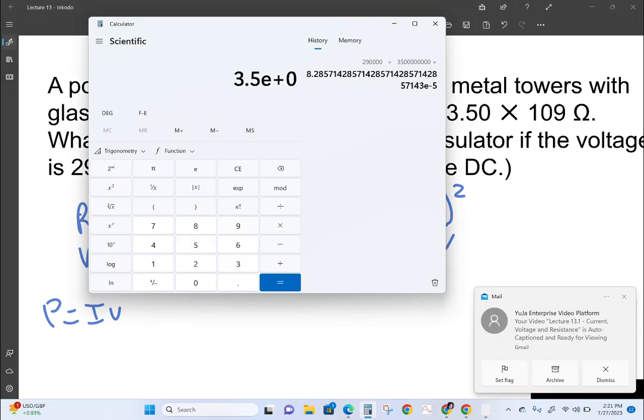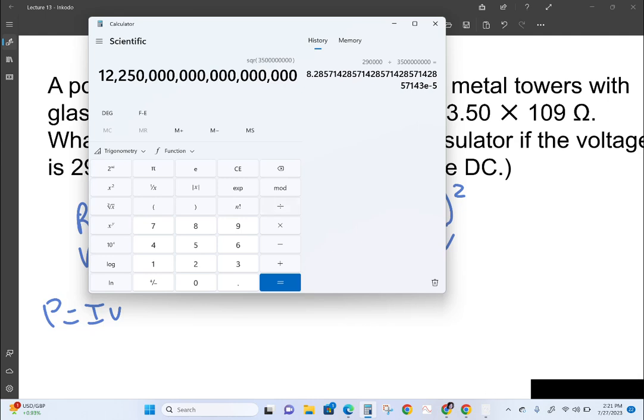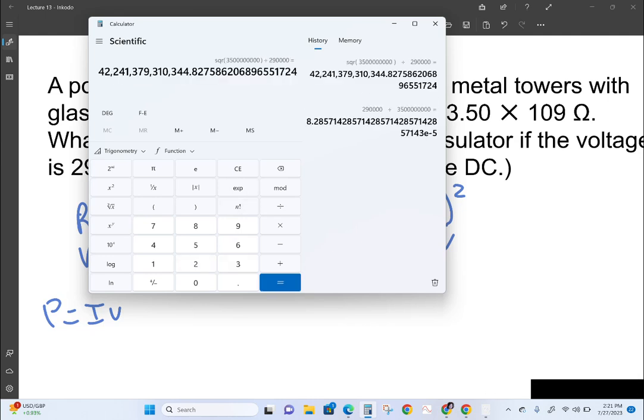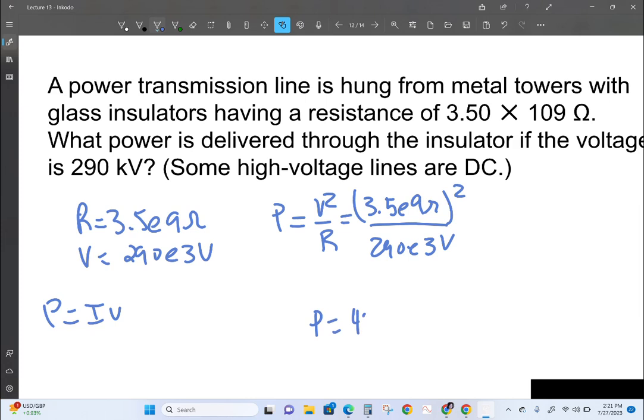290 exponent 3 squared, divided by 3.5 exponent 9, which is going to give us 4.22 e to the 13, or a power of 42.2 e to the 12 watts. And e to the 12 could be replaced with giga, so gigawatts.